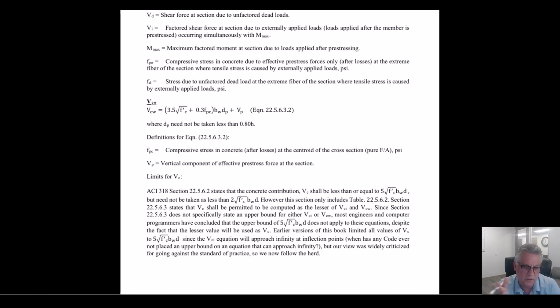I mean, it's possible, you can see with some of these equations. The argument against that is that you use the smaller of the VCI or the VCW, and so one of those equations will limit the other equation from getting too large. It seems to work that way, but there's no specific upper limit to the VCI or the VCW, and you're allowed to use the smaller of those two.